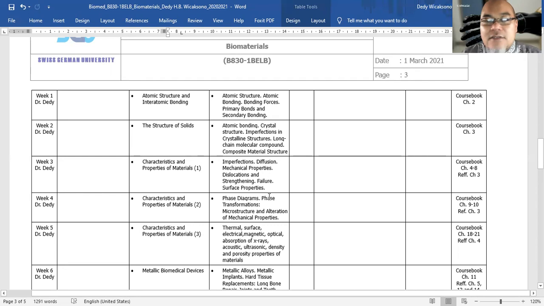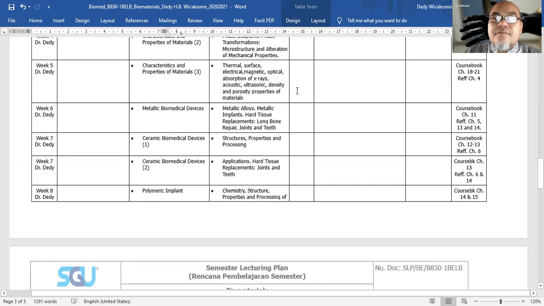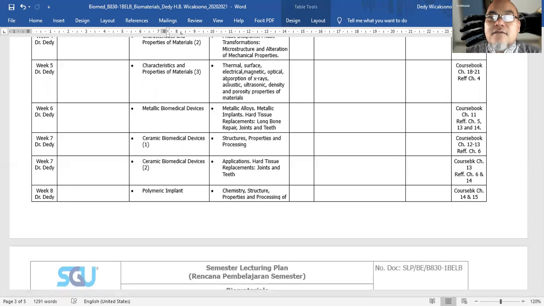Then if there is time, this is a little bit very material side, but we will introduce you a little bit to phase diagrams, phase transformation, microstructure and alteration of mechanical properties. Then some other material properties: thermal, surface, electrical, magnetic, optical, absorption of X-ray, acoustical, ultrasonic, density and porosity properties of material.